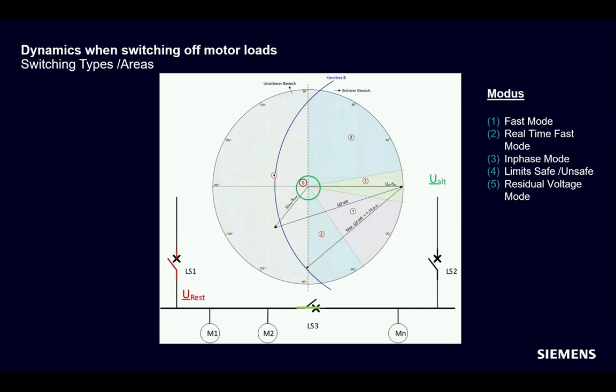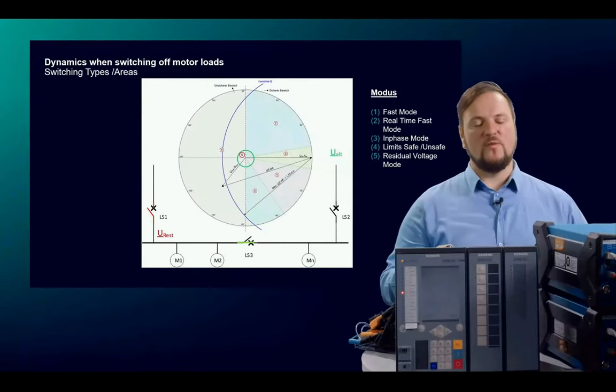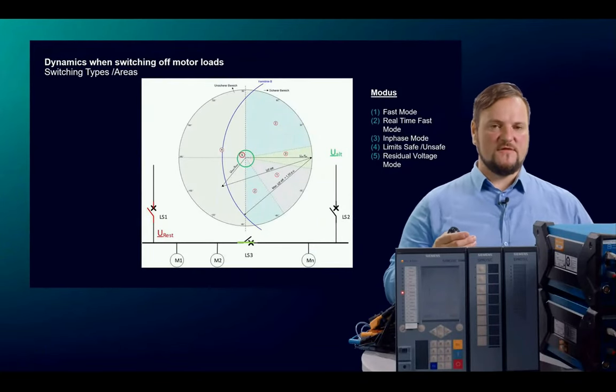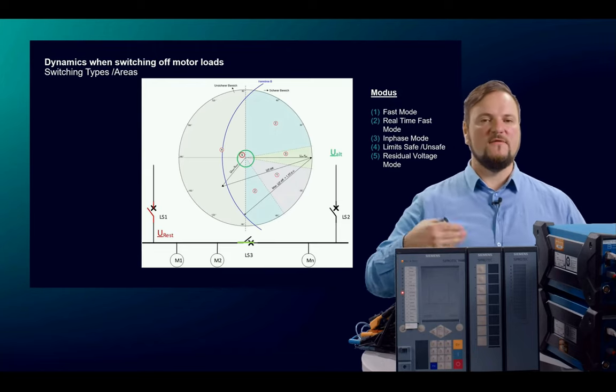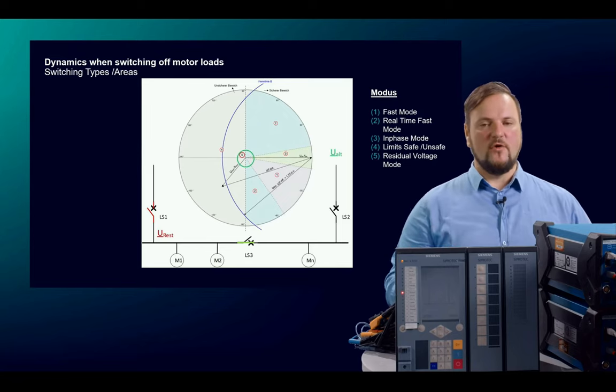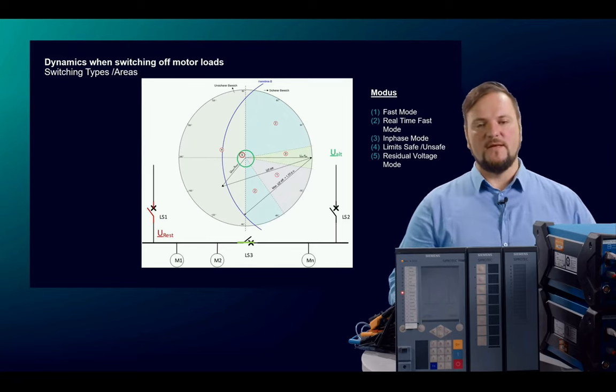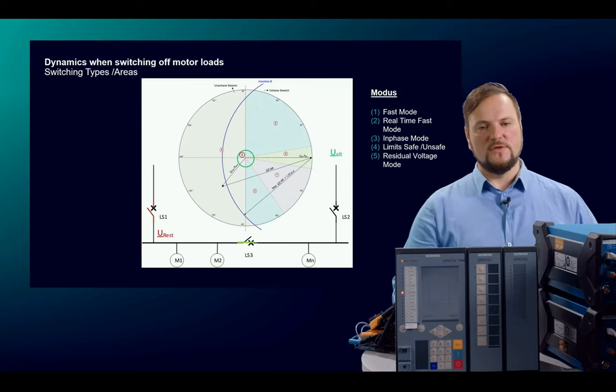In the first part of this circle diagram, we can switch in fast mode. The second part, the light blue one, is the real-time fast mode. And the green part here is the in-phase mode. And of course, we are then out of the safety limit. This is the unsecure area where we need to block the HSBT system. So the HSBT system has to wait until it gives the close command. And in the end, if the voltage is too low, under 80% for example, then we need to wait longer and use the residual voltage mode. And after the voltage is under 30%, then we can switch.